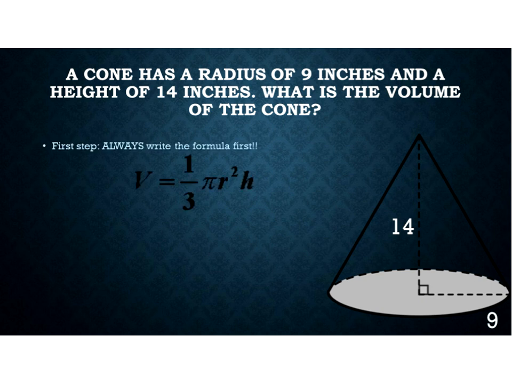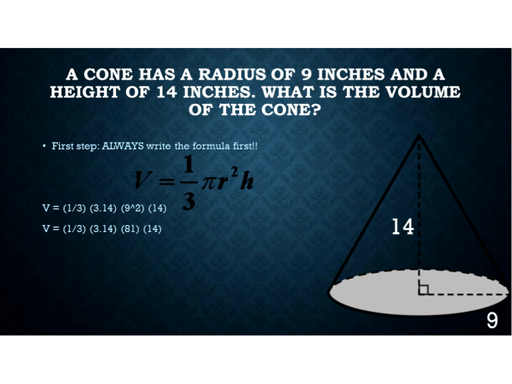Solving this problem is easiest when you write the formula first, and then you plug in the parts of it that you know. We don't know volume, so that's going to remain as a variable. We know that pi stands for 3.14. We know our radius is 9, so this will say 9 squared. And we know our height is 14, so that's going to say 14. So we plug in all those values.